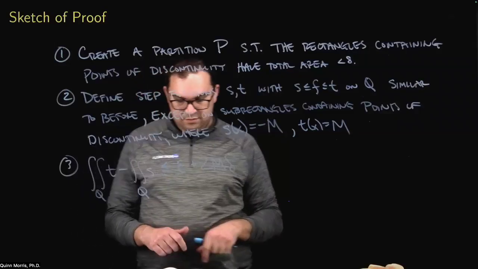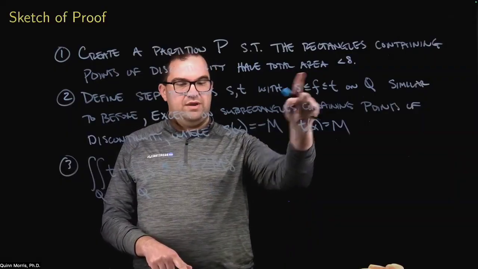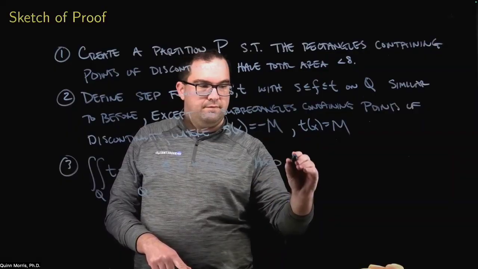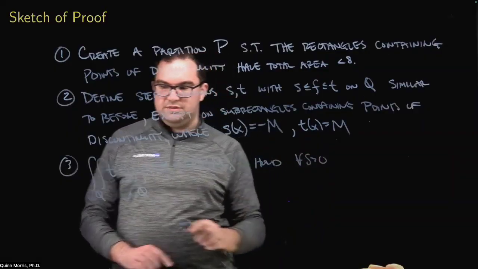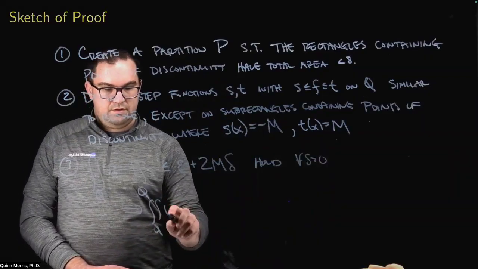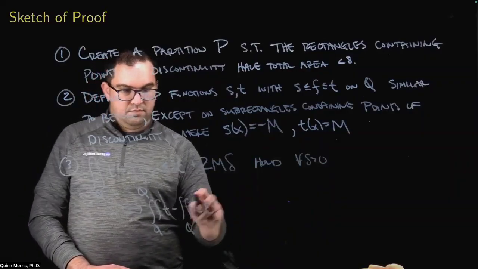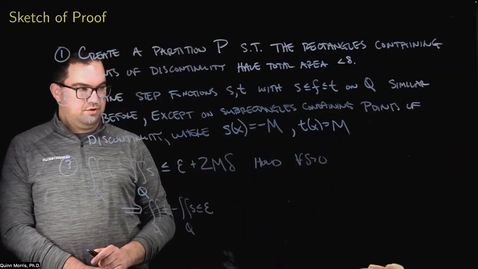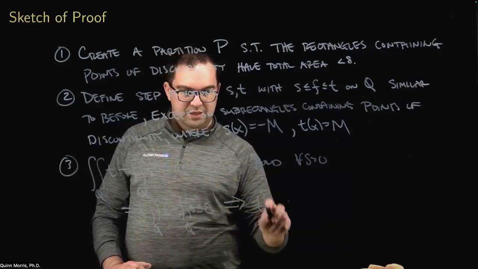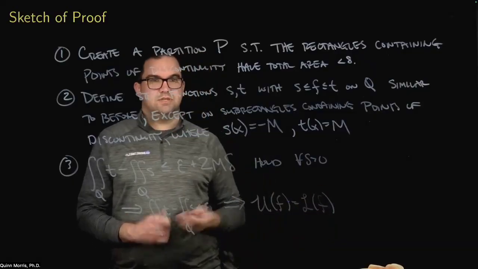And then finally, this has to hold. I can do this for every delta. So this holds for every delta greater than 0, which implies that this holds when delta goes to 0. But now this is exactly what we showed before, and this implies that the upper integral of f is equal to the lower integral of f, and hence this function is integrable.